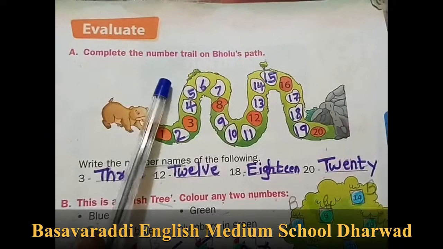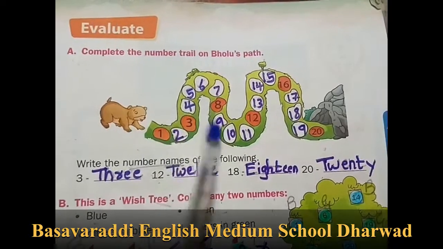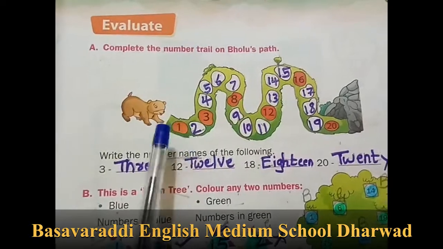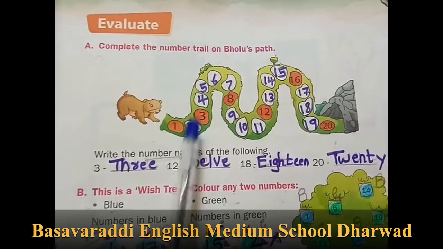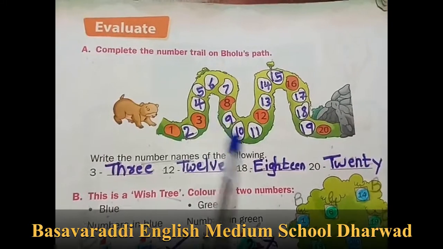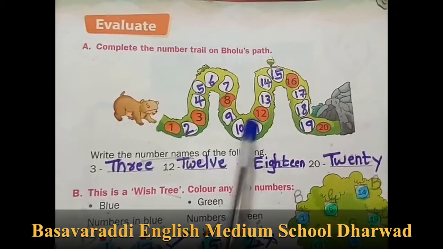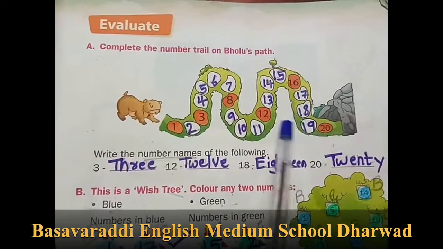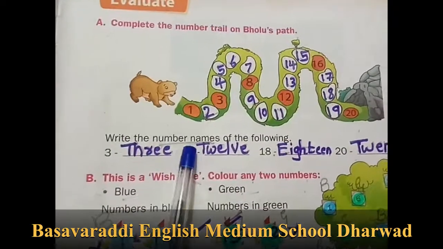A: Complete the number trail on Bolu's path. Here it is a number trail. Bolu is there, and he has to reach the cave. So we are using the numbers, and here there are missing numbers. 1 is there, and you have to fill in 2, afterwards 3 and 4, 5, 6, 7, 8, and again a number is missing. 8 afterwards 9, 10, 11, 12, 13, 14, 15, 16, 17, 18, 19. Afterwards Bolu reached his cave. That is 20.